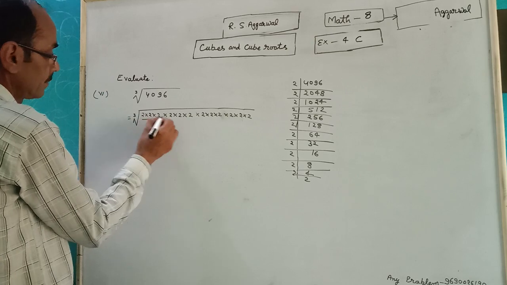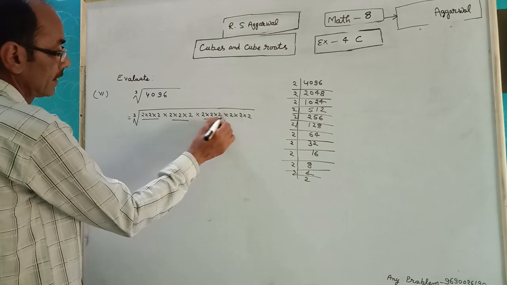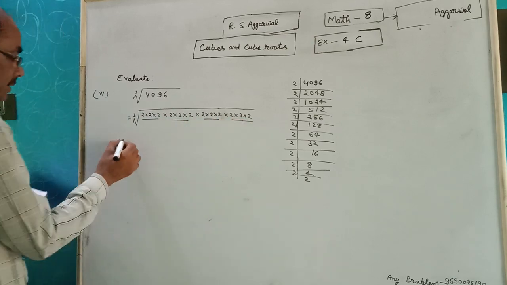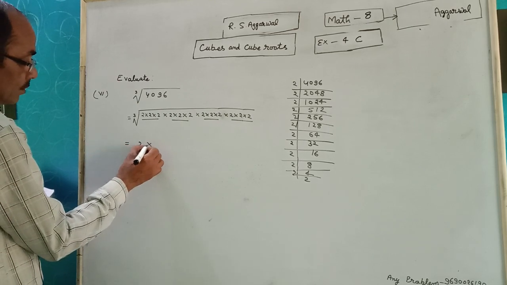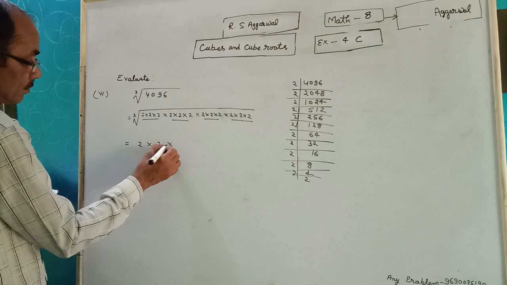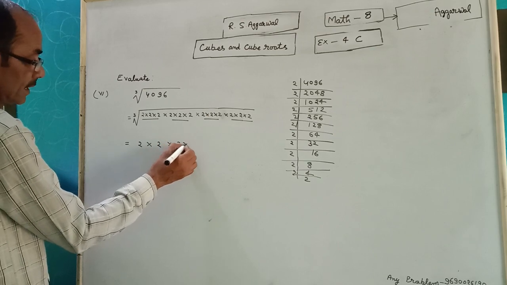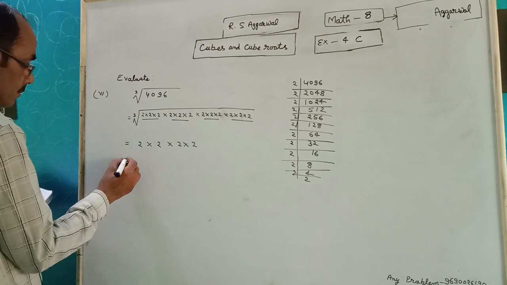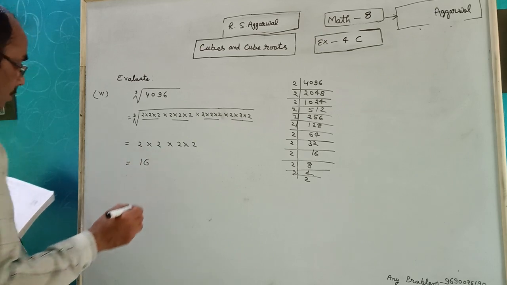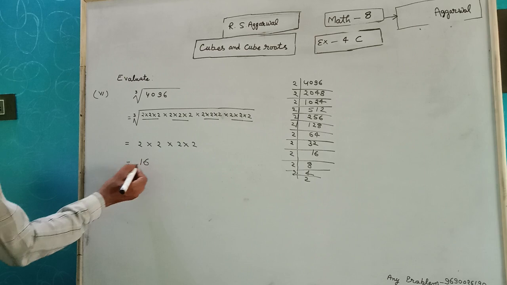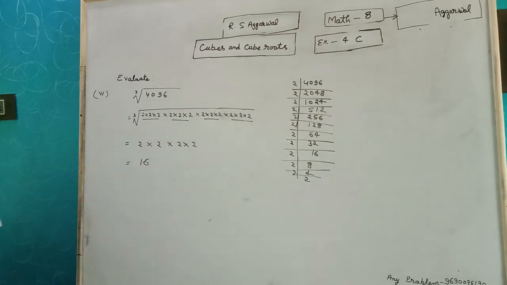Pair will be first pair, second pair, third pair and fourth pair. Come out the 1, 2 into 2, first pair 2, second pair 2, third pair and 2 fourth pair. After multiply is 4 4 is 16. 16 will be cube root of 4096.